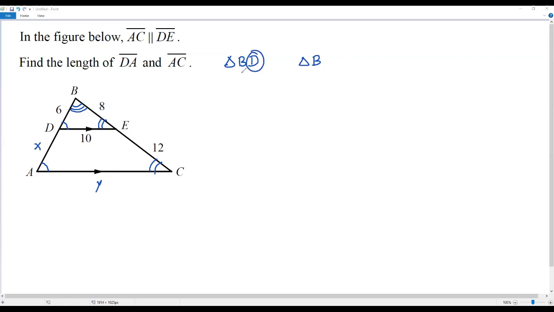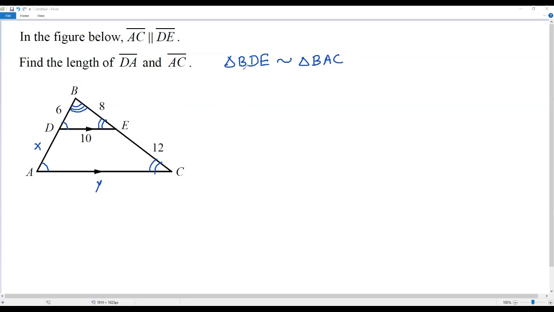So if I take the vertex D in the smaller triangle, the corresponding vertex in the bigger triangle is A. And now let me take the vertex E in the smaller triangle, and the corresponding vertex in the bigger triangle is C, because the angle measures at E and C are equal. So these two triangles are similar. If two triangles are similar, then the corresponding sides are proportional. That is, if I find the ratio between the corresponding sides, they must be equal.